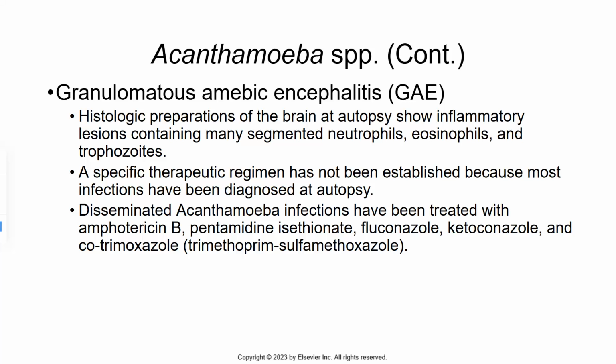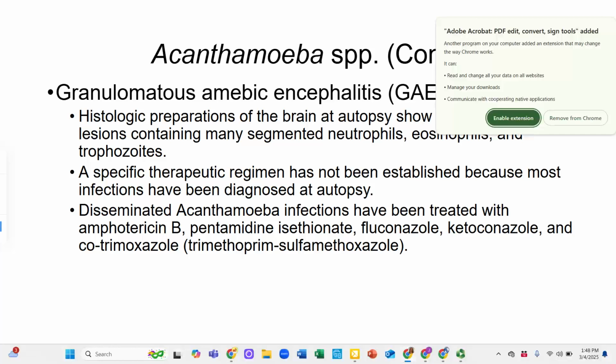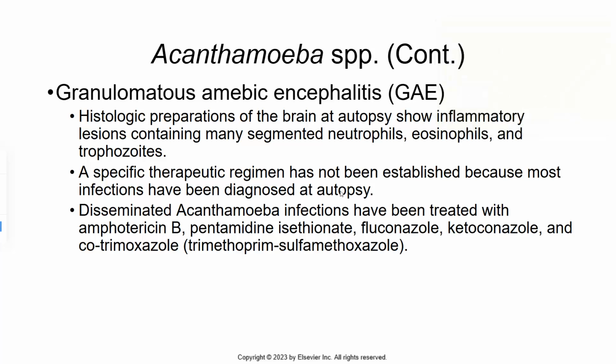Histological preparations of the brain at autopsy show inflammatory lesions containing many segmented neutrophils, eosinophils, and trophozoites. A specific therapeutic regimen has not been established because most infections have been diagnosed at autopsy. Disseminated Acanthamoeba infections have been treated with amphotericin B, pentamidine, isethionate, fluconazole, ketoconazole, and cotrimoxazole (trimethoprim-sulfamethoxazole).